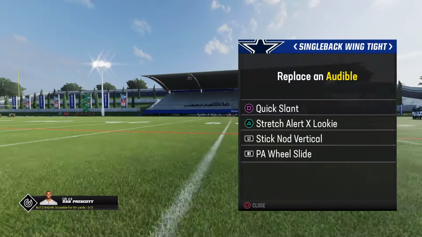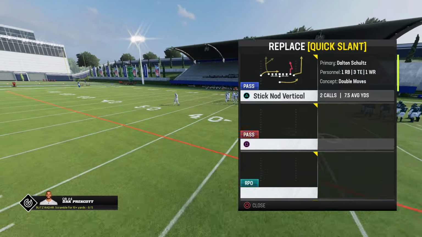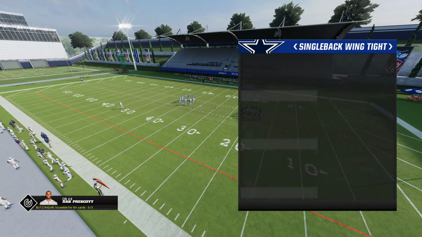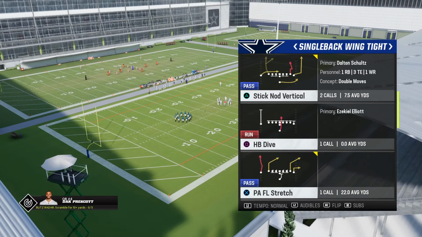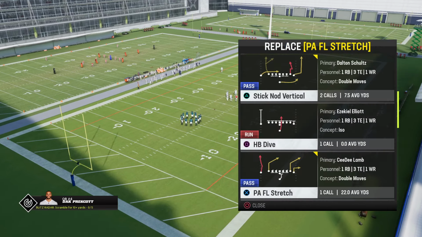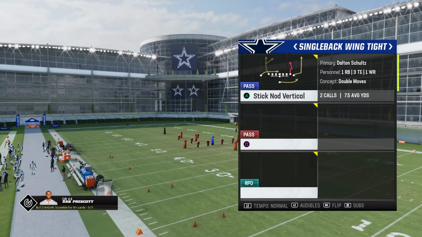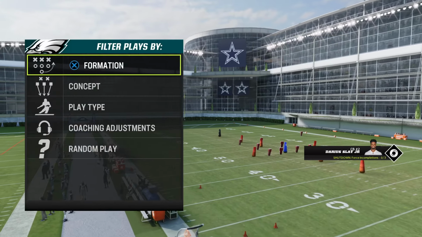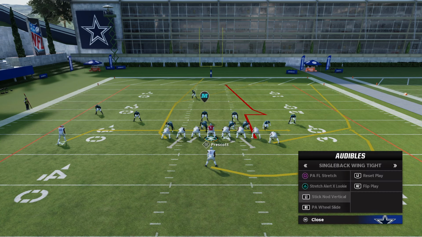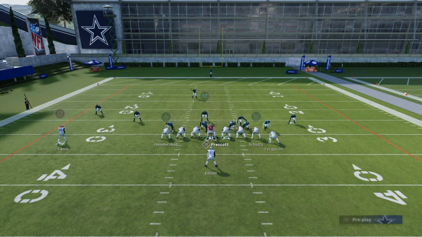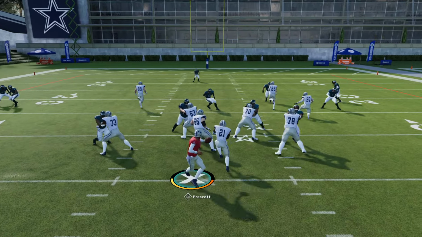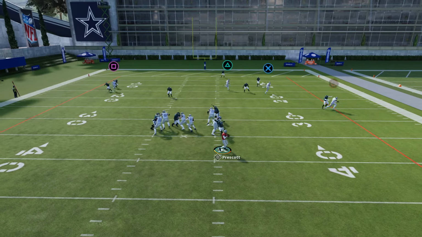For this, you press L2, and you could press the play, so quick slant, and you could replace it with any of these plays. It has to be in the same formation, obviously, because you're not going to switch formations for that. But as long as it's in the same formation, you could literally just go ahead, and now I've got PAFL stretch. So let's say I was on this play right here. I was on stick, not vertical, and now I can switch it to PAFL, whatever it's called. So yeah, there we go.